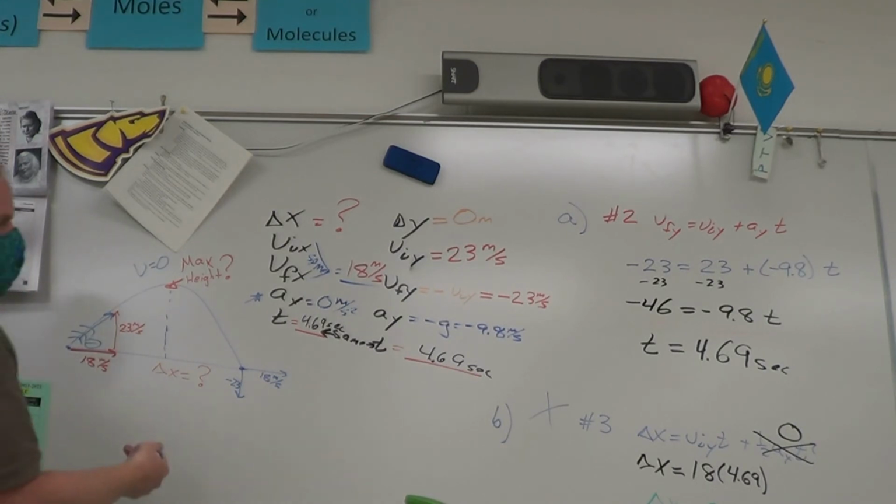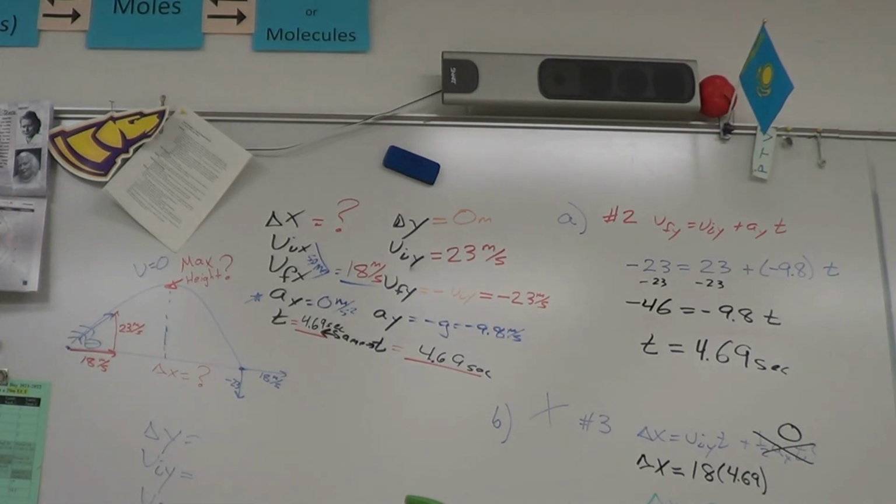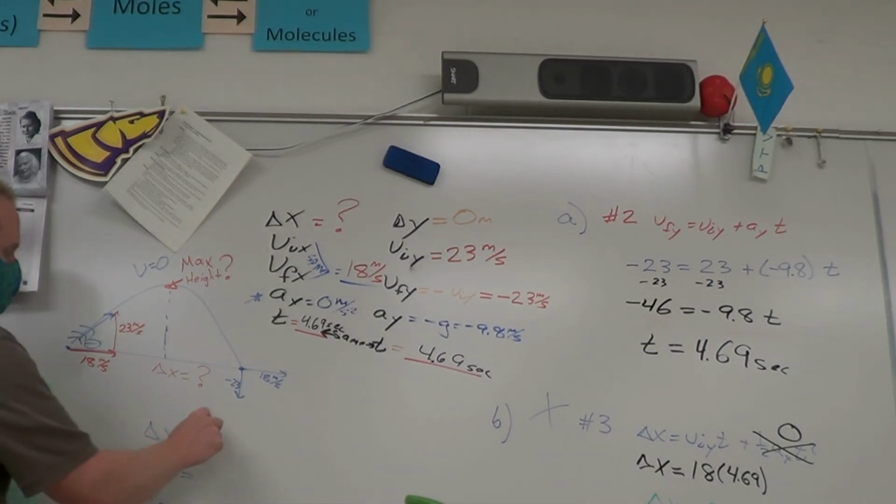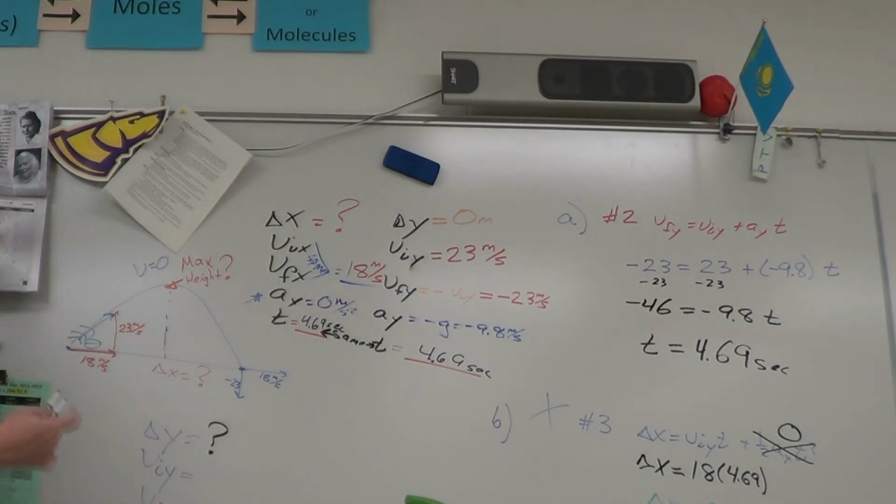Now, the question being asked is, how high? It's really only a delta y part. So we have to make a new list of variables. But once again, you have some options. You're trying to figure out how high, what's the max height, that's delta y.